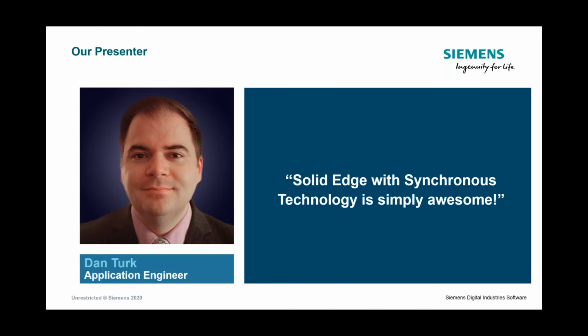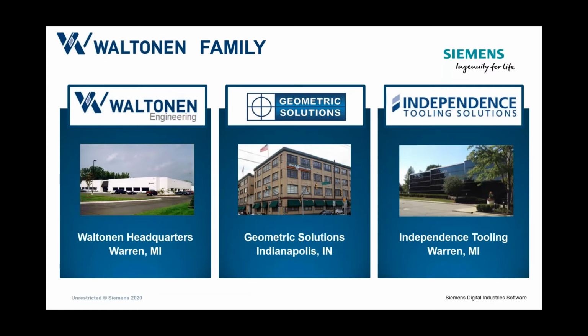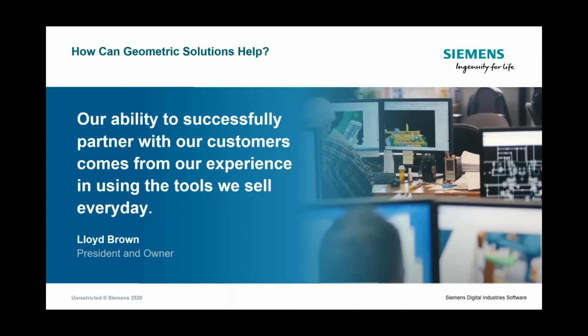A little bit about the company that I work for. So I work for Geometric Solutions, and we sell Siemens software. But our family of companies, we have an engineering company in WALTONEN, but then we also have a manufacturing facility with Independence Tooling Solutions. So when it comes to designing to building, we can do it. It's exemplified best by our owner. He said, "Our ability to successfully partner with our customers comes from our experience in using the tools we sell every day." And that's really a good quote, because that's what it is that we are partners with our customers.